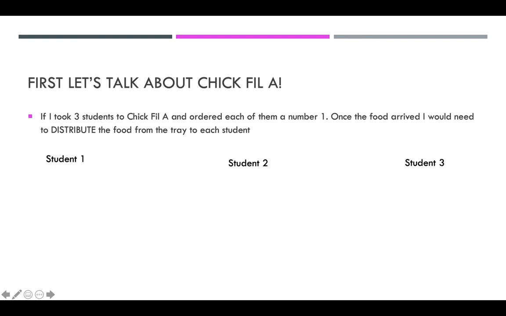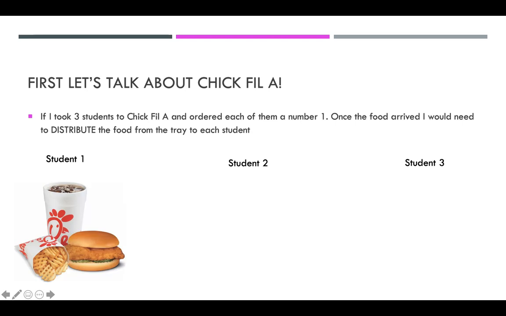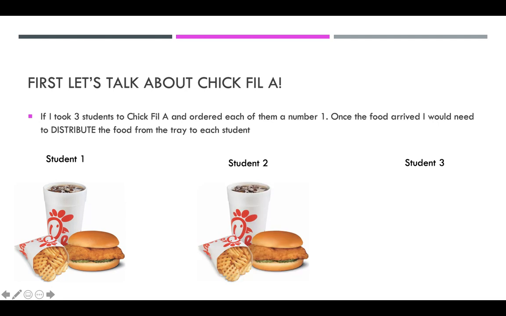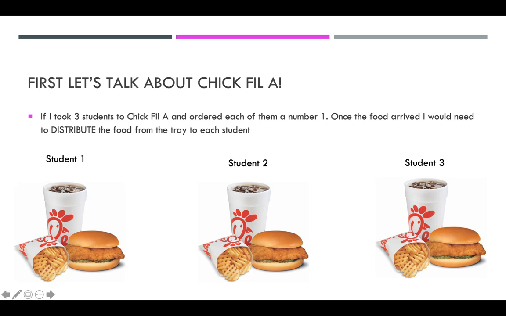Once the food arrived, I would need to take that food and distribute the food from the tray to each student. And we know, based on Chick-fil-A combo number 1, student number 1 would get a drink, a fry, and a sandwich. Student 2 would get a drink, a fry, and a sandwich. And student 3 would get a drink, a fry, and a sandwich.